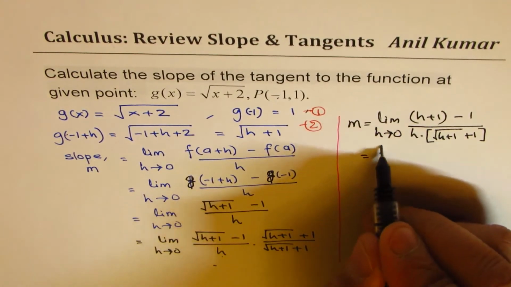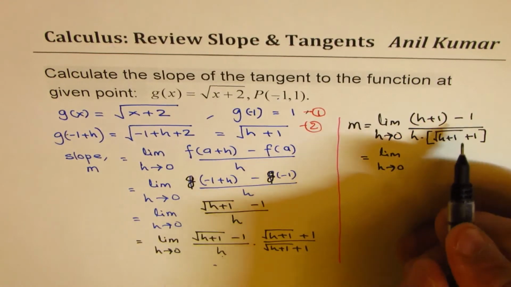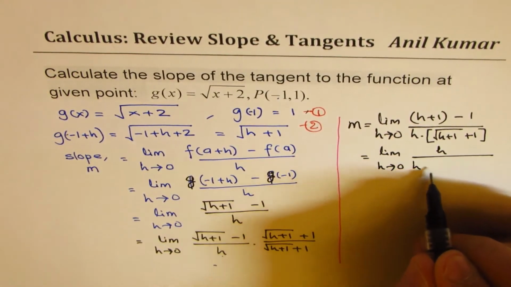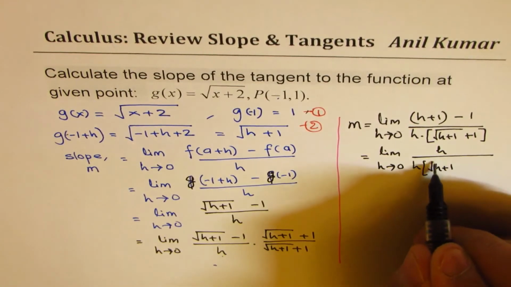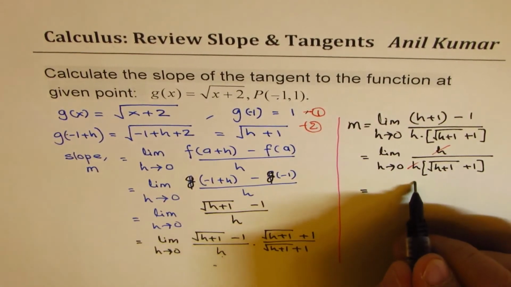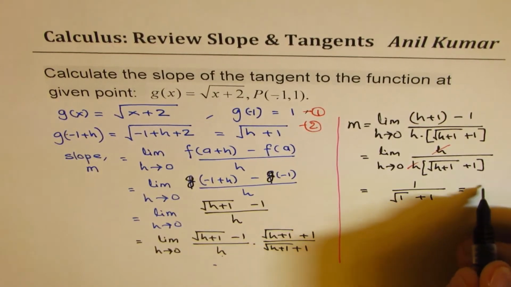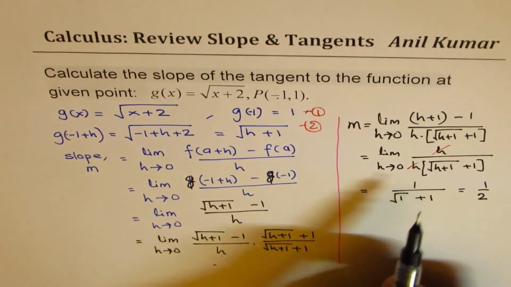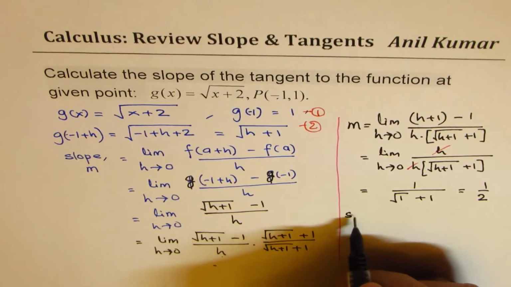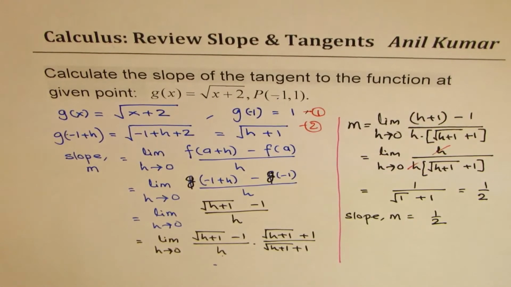Now if you open the numerator, we get limit h approaches 0, h plus 1 minus 1 is only h, over h times square root of h plus 1 plus 1. Now you can cancel these and substitute 0 for h. So you get this as 1 over square root of 1 plus 1, which is indeed 1 over 2, right? So we get the slope of the tangent line, so we have slope m equals half. Perfect. So that becomes the solution for the given question.